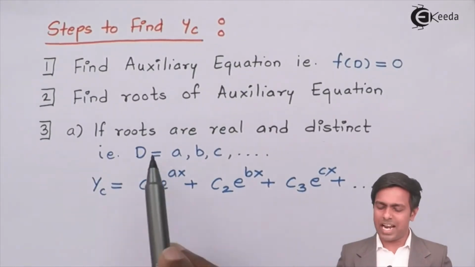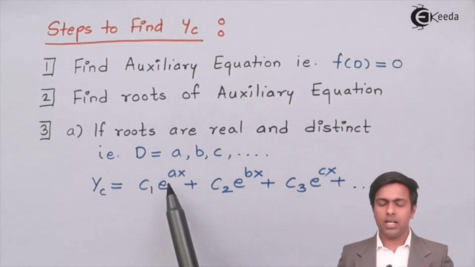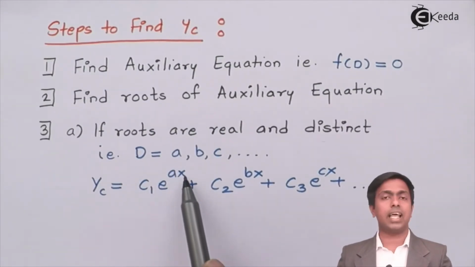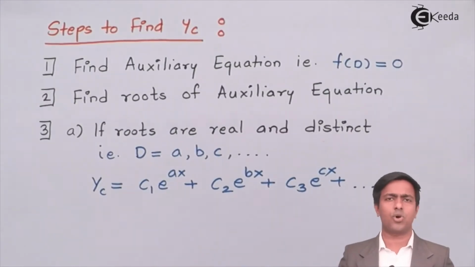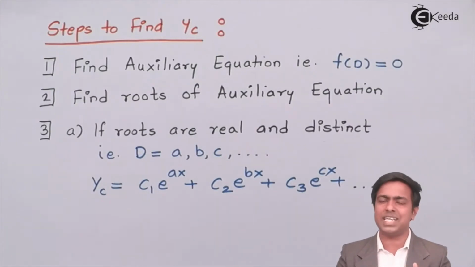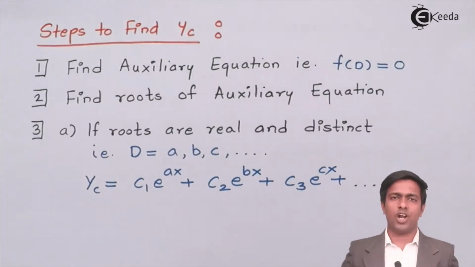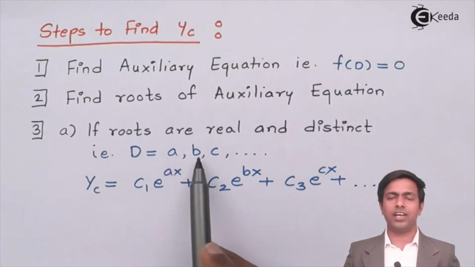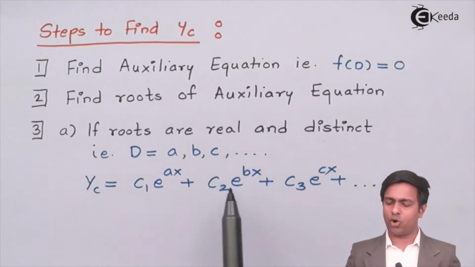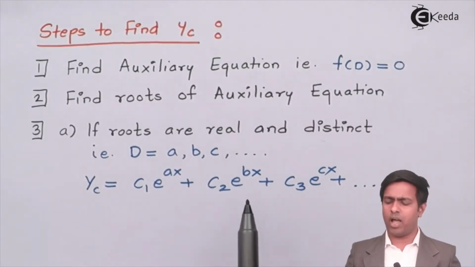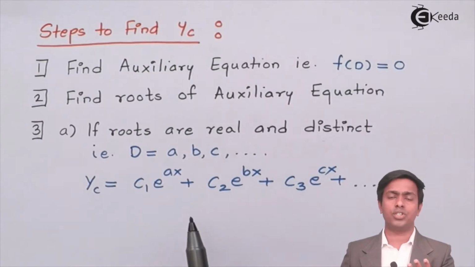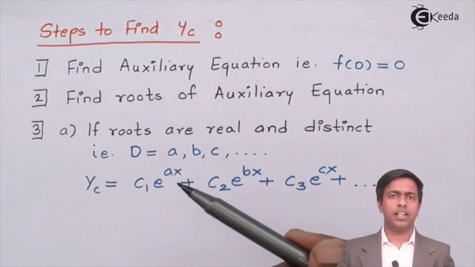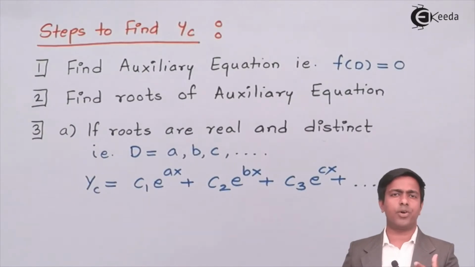It means whatever the real roots are, you just have to write those roots as a power of e along with x. A, b and c are written here, and c1, c2, c3 are just general constants. This is the method to find out the yc if the roots are real and distinct. One more thing to observe: here I've considered three real and distinct roots, which is why I'm getting three constants and three terms. If you have two roots, you will have only two terms, or if you have four roots, you will have four terms. So this is the first type of solution to find out the yc.